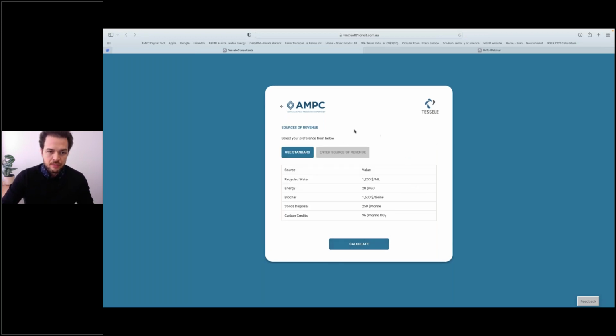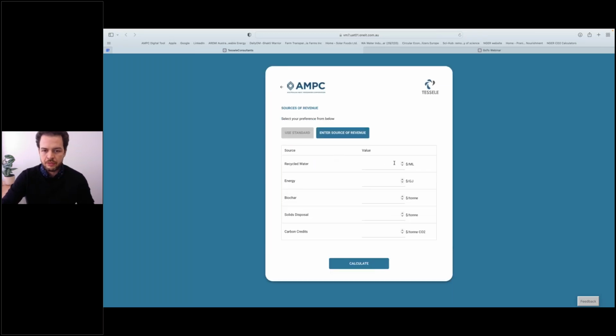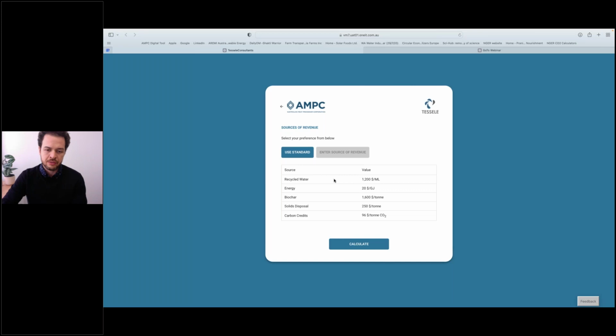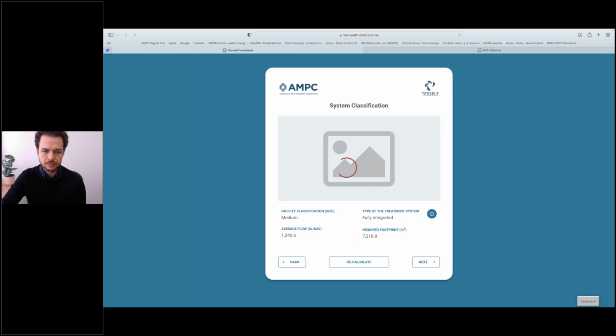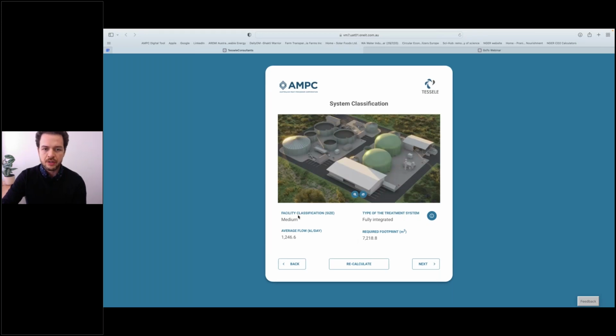Now at this section, it's where the user can enter the value of the byproducts of the plant. The user can either adopt the standard values that we have considered here, or enter the values that best suit their scenario based on location, etc. So we will start with the standard value and go ahead and calculate the system. Okay, from here onwards, there are only results showing up on the screen.